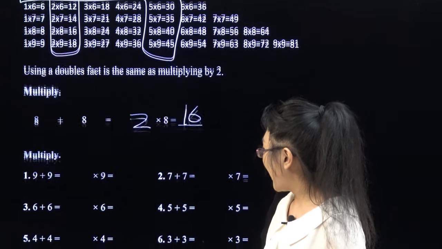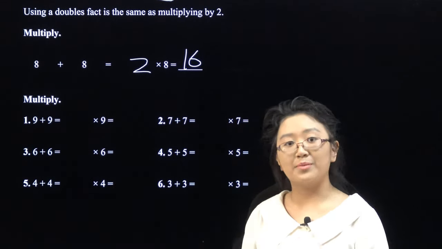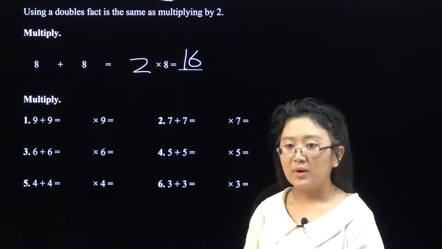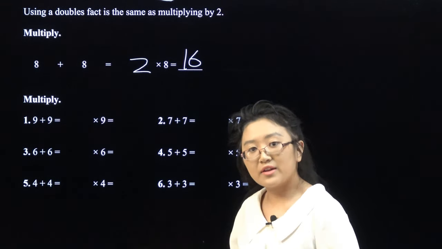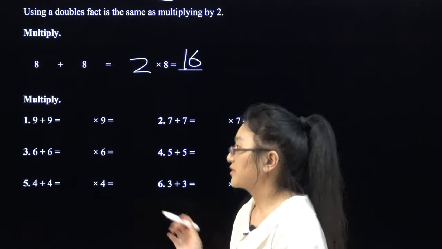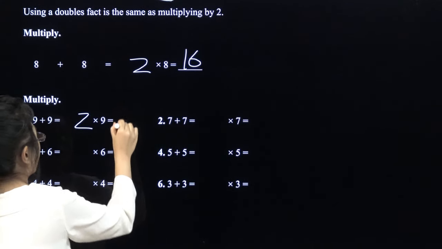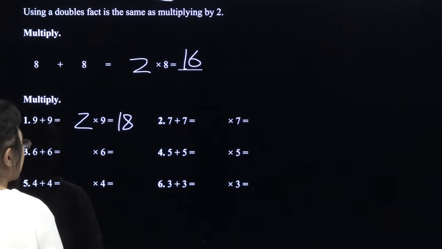Now let's do some multiplying. So we have 9 plus 9. What's 9 plus 9? Well, it's 18. But what is it also? Well, 9 plus 9 is two groups of 9, so that's 2 times 9, which is equal to 18.